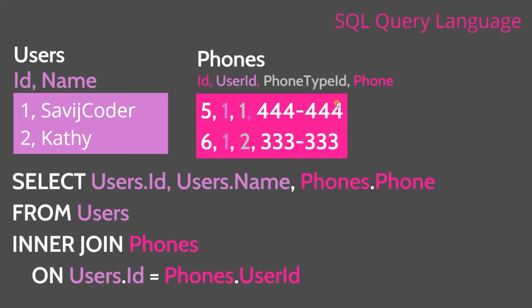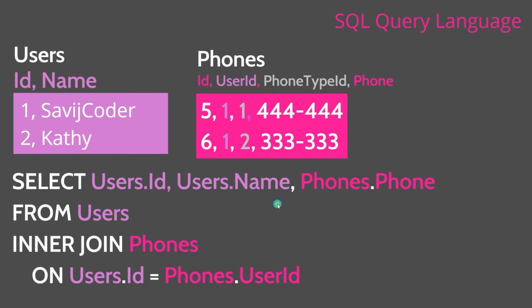Then the next row would match, because this ID matches this ID, it would again repeat ID 1, Savage Coder, 333, 3333. And the inner join will take care of repeating the initial table's data so that it can return a result that equals user's ID, user's name, phones.phone.